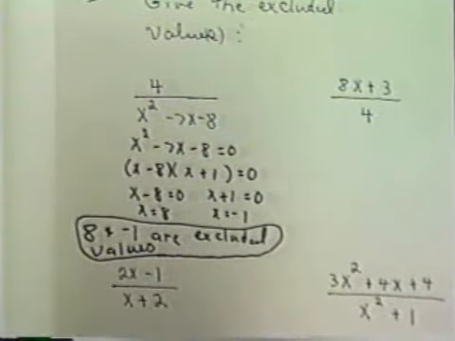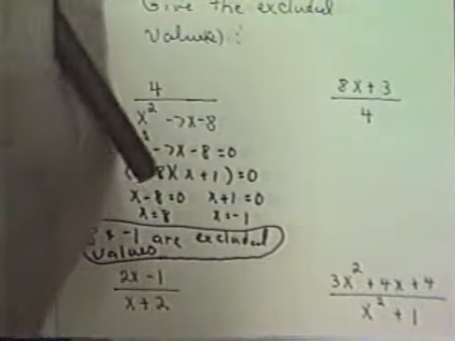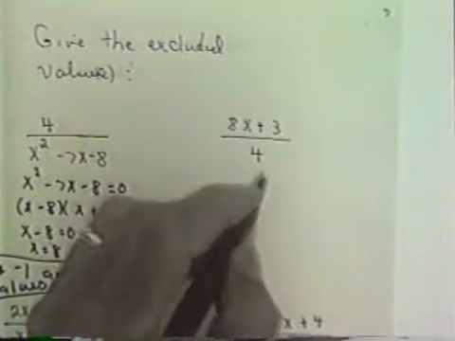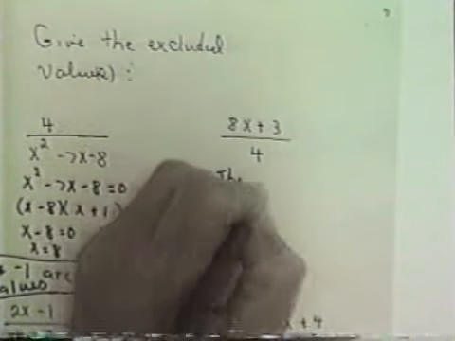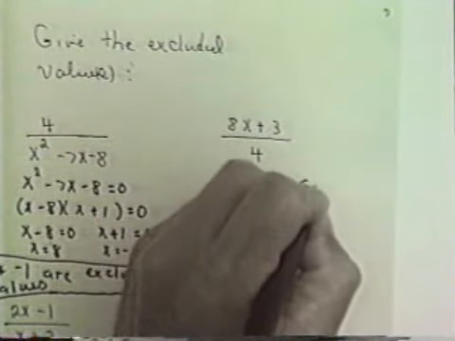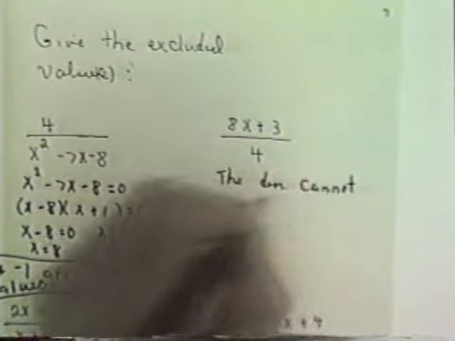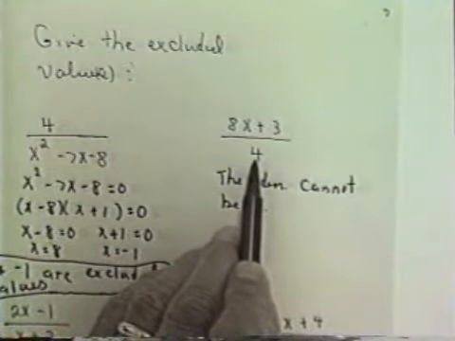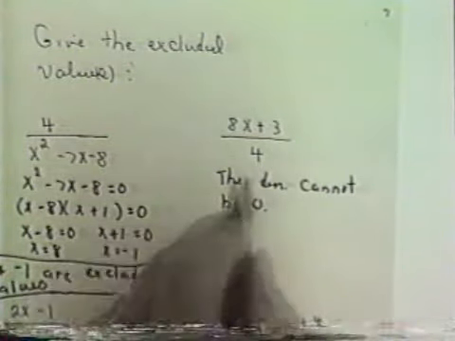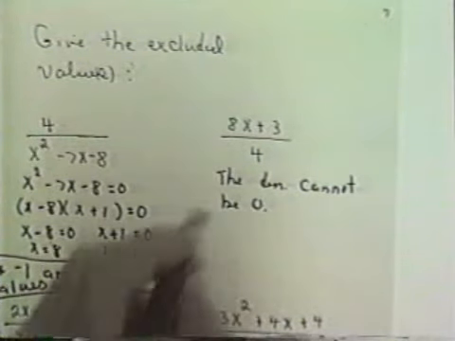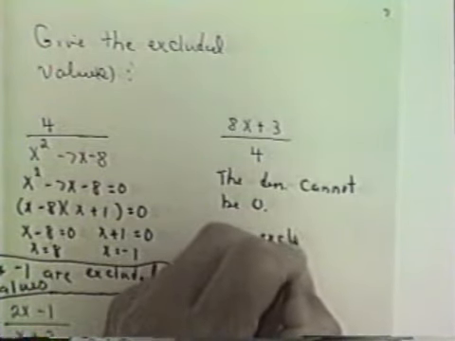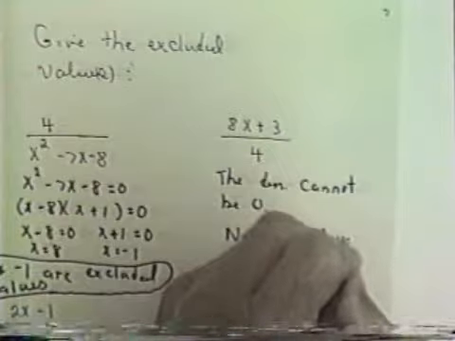Let's look at the second one. Let's look at 8x plus 3 over 4. Well, in this case, the denominator cannot be 0. The denominator is 4. No way 4 can be 0. So therefore we have no excluded values.